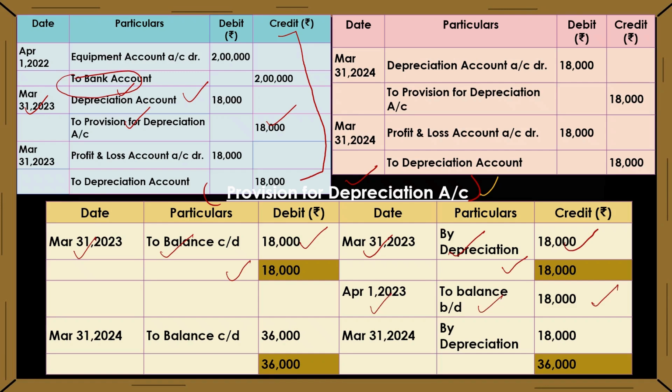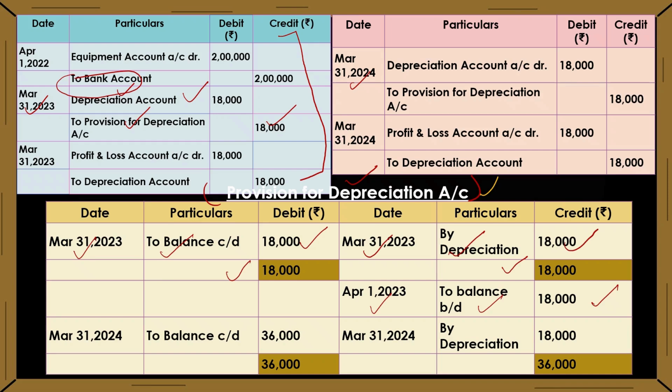The other name for provision for depreciation is accumulated depreciation. Every year, depreciation will be accumulated as and when we charge it to the asset. At the end of the year, it will show a balance of depreciation accumulated throughout the life of the asset. That is the meaning of provision for depreciation account. So on March 31, 2024, that is the second year, we have passed the journal entry on provision for depreciation.